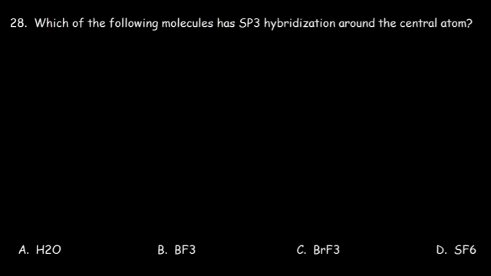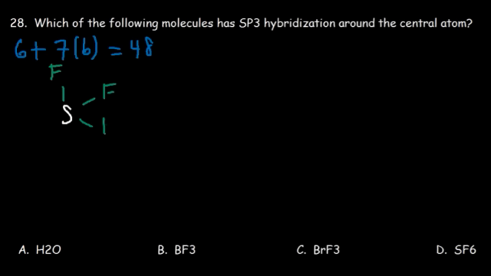Number 28. Which of the following molecules has sp3 hybridization around the central atom? Is it water, BF3, BrF3, or sulfur hexafluoride? Let's start with SF6. Let's draw the Lewis structure. Sulfur has 6 valence electrons, and fluorine has 7 times 6, which is 48. Now, because 48 is a multiple of 8, there are no lone pairs on the central sulfur atom. So SF6 looks like this. And each fluorine atom has 3 lone pairs.